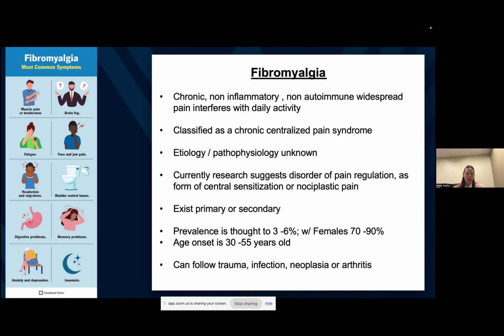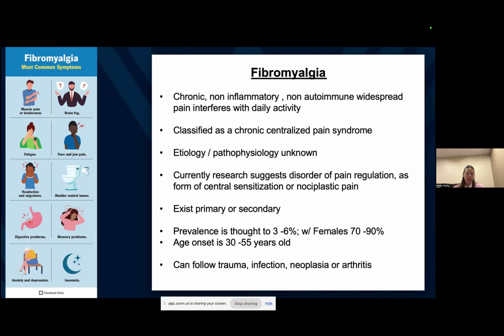So how do these patients present to you? So again, I mentioned earlier chronic, and in this case, that means greater than 3 months. It is non-inflammatory, so you're not going to find elevated inflammatory markers. You're not going to find inflammation in your joints, and it's not an autoimmune disorder.